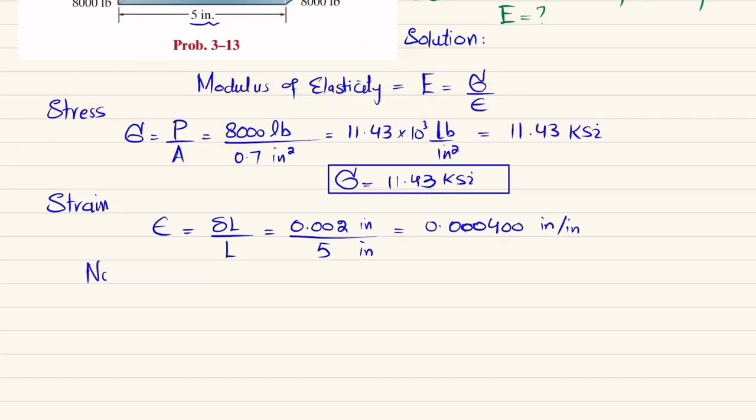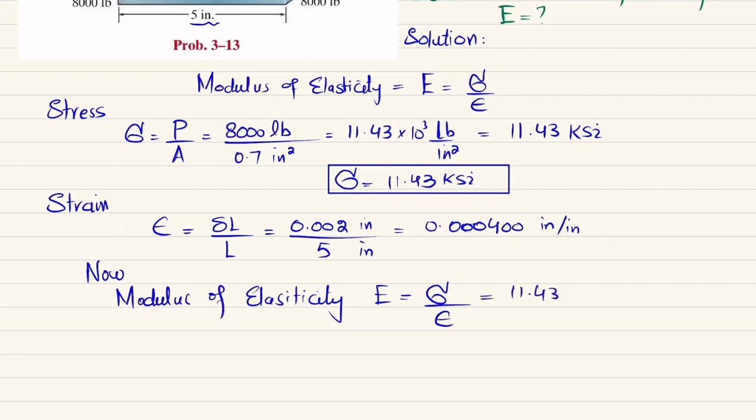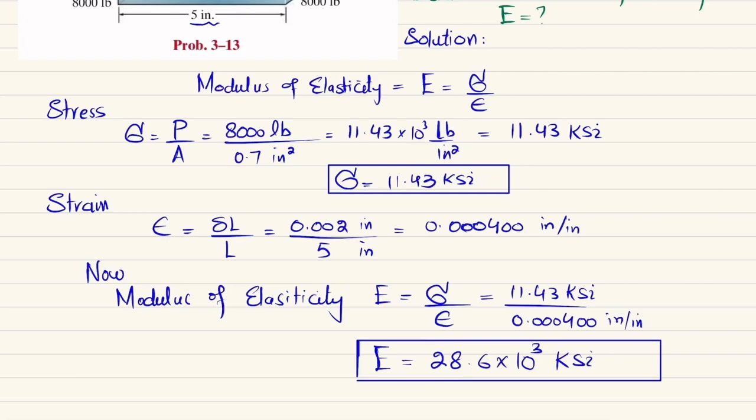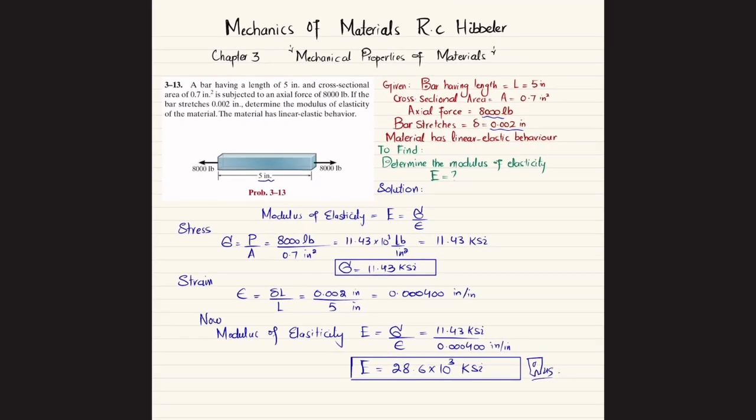Now the modulus of elasticity E will be equal to stress over strain. You have both the values. Stress is 11.43 KSI and strain is 0.000400 inch per inch. So you will get the value of the modulus of elasticity as 28.6 into 10 raised to power 3 KSI, which is the answer to this question. So this is the modulus of elasticity for the given load and cross-sectional area for the material. And that was all about this problem 3-13.